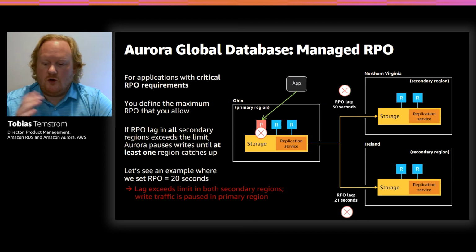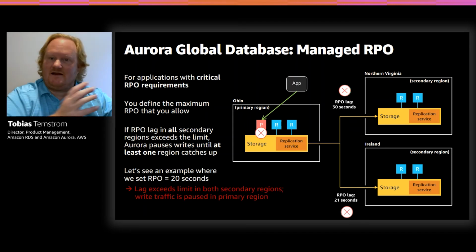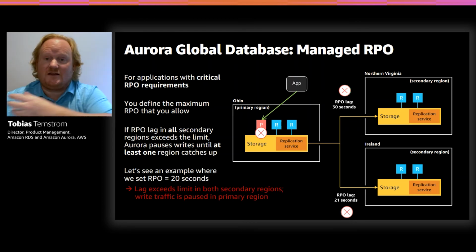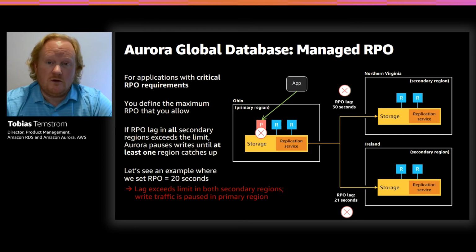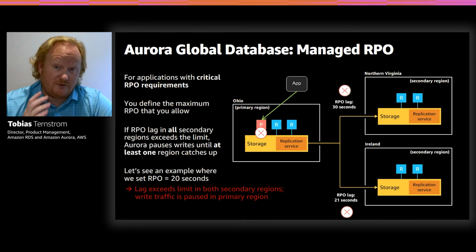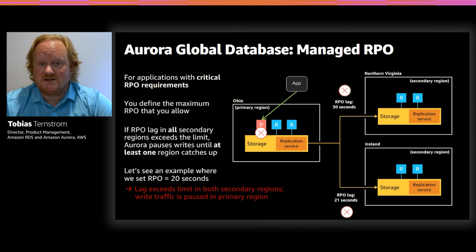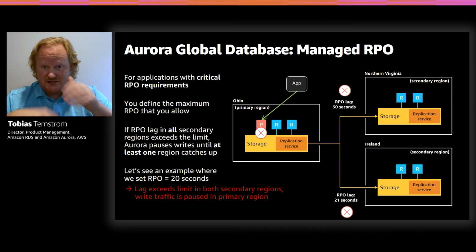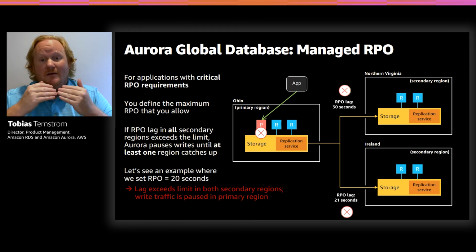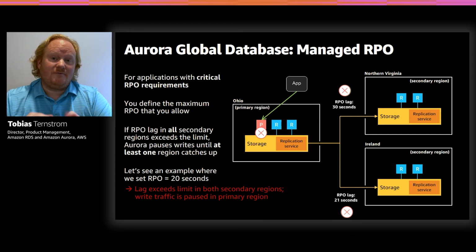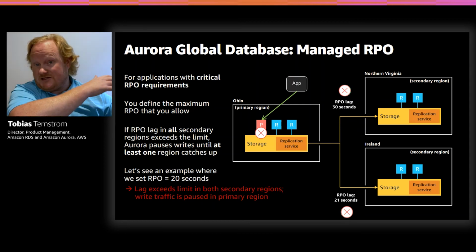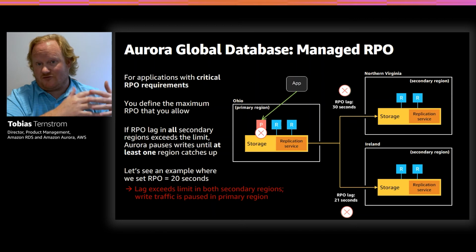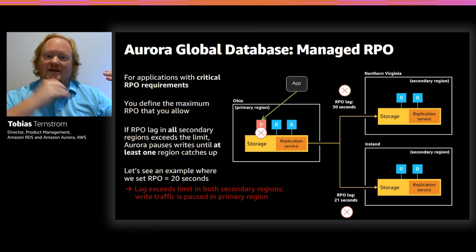Now, Ireland also went to 21 seconds. So the lag is now 30 seconds in Northern Virginia and 21 seconds in Ireland, and I'm no longer within my RPO requirement of 20 seconds. So how does Aurora handle this? Well, we basically pause any commit acks being sent back to the application. The application can write, or try to write if you will, but as soon as a commit happens, Aurora Storage will wait, because we're outside of our RPO guarantee. The application will wait for the database request. It will look like the database write has hung until we're within the RPO.